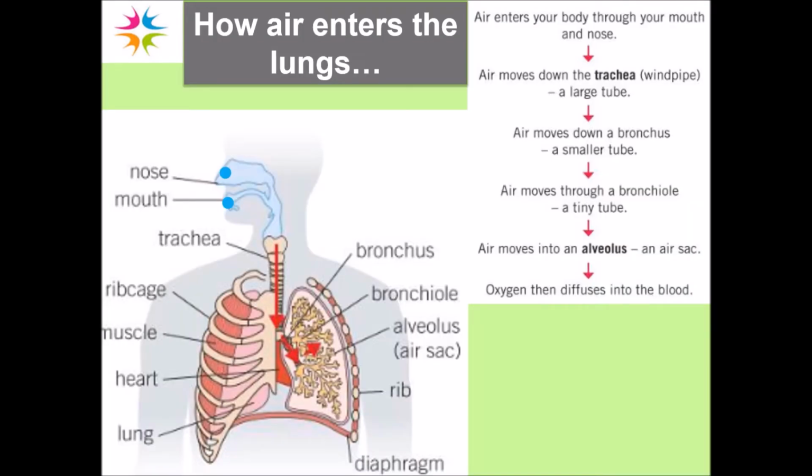So how does air get into the lungs? If you look at the diagram on your left, you would see that air enters your body through your mouth and nose. It then moves down your trachea, which is another name for your windpipe. The air moves down a bronchus, which is a smaller tube, and then through a bronchiole, which is an even smaller tube. Then from there, the air moves into the alveolus, or alveoli, plural, which is an air sac. And then the oxygen can diffuse into your blood.